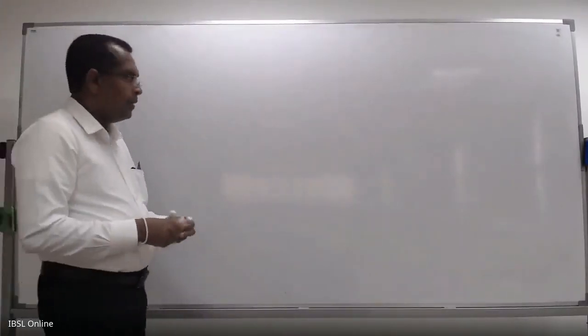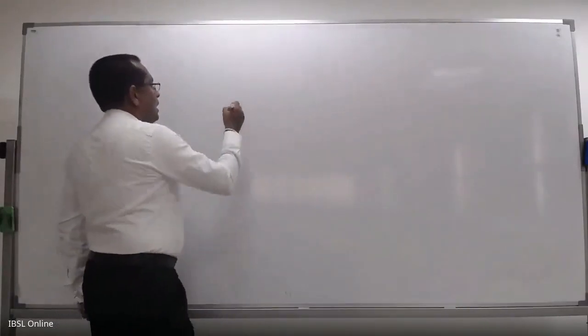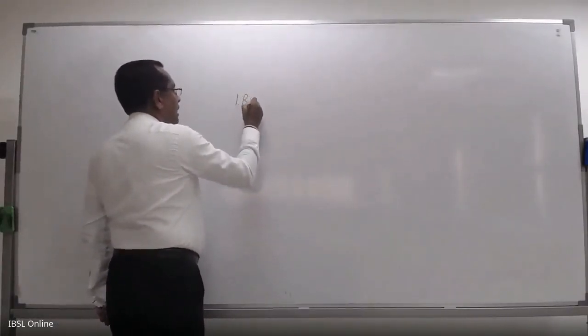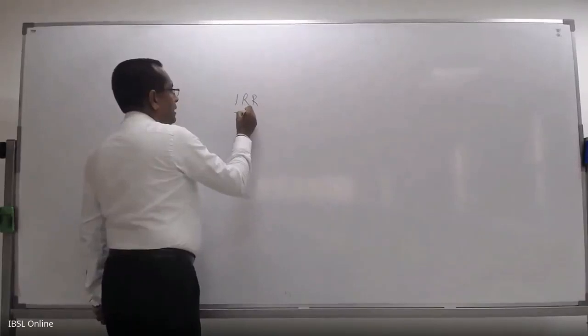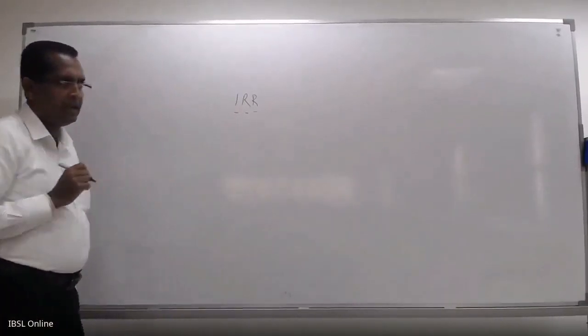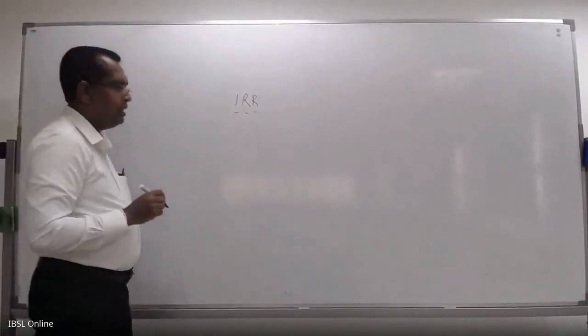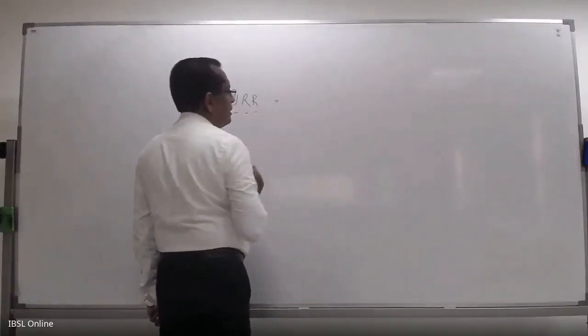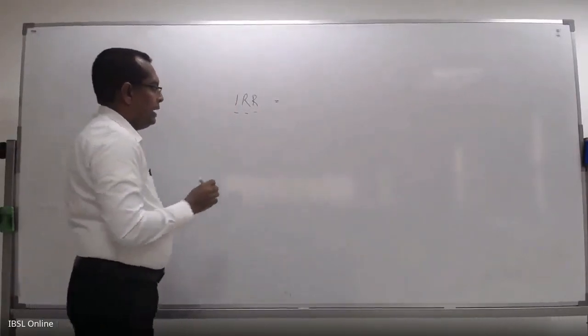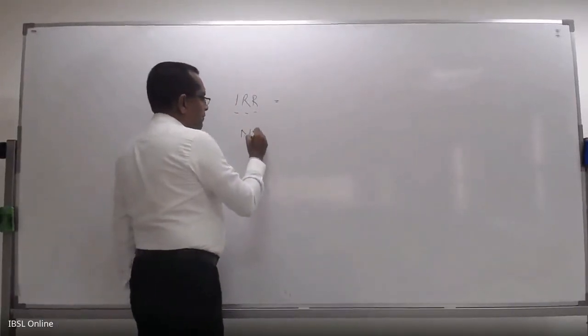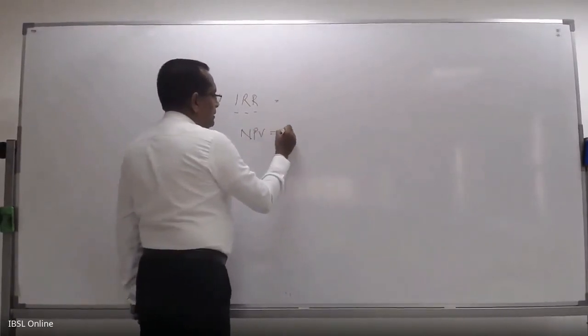Then we have something called IRR, internal rate of return, right? This is the discounting rate where the NPV of a project equals 0.